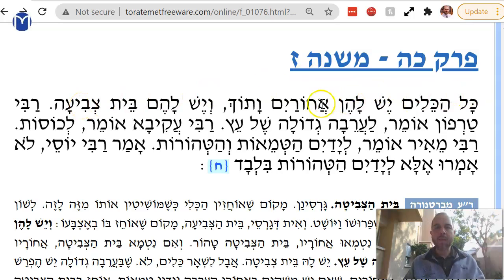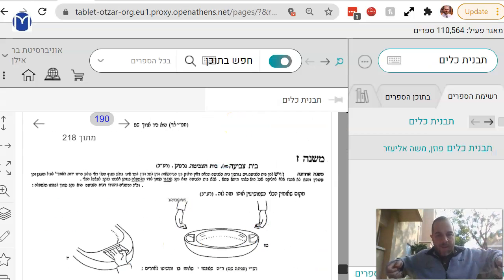So the Mishnah says, all the kelim that have an acharayim vatoch, v'yesh them Beit Tzvitah. Any kli can have a Beit Tzvitah. Rabbi Tarfon says not any kli. La'arava gdola shel etz, the big basket made of wood, a big wooden receptacle. It was very hard to hold, so they would chisel indentations into the side of the receptacle in order to hold it.